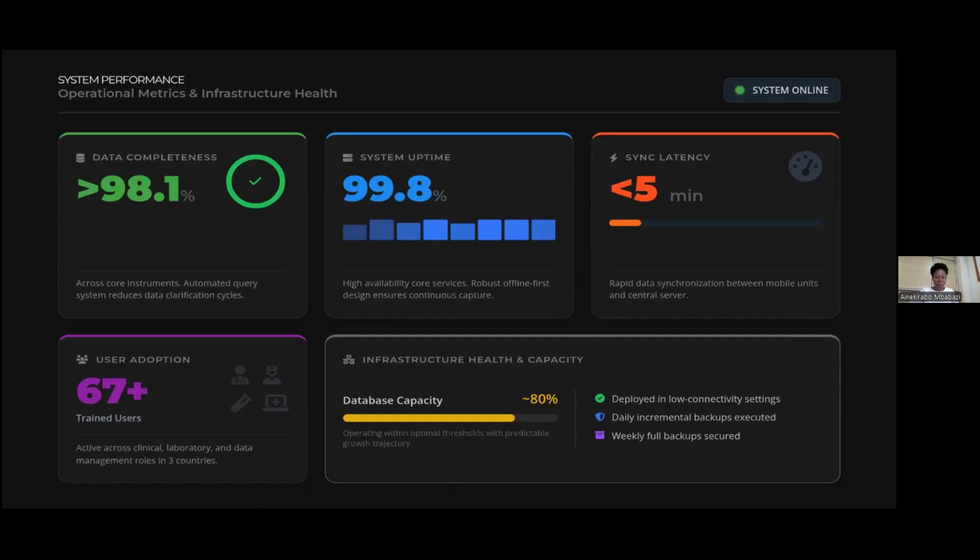In terms of performance, the data has so far been over 98% complete, and the system has been up 99% of the time because of the offline first design that we had at the very start. You're able to synchronize data within 5 minutes of connectivity. We already have 67 plus users who have been trained, ranging across clinical, lab, and data management roles in the 3 countries. We have this deployed in low connectivity settings, like the previous presenters said. And we have daily incremental backups and weekly full backups.